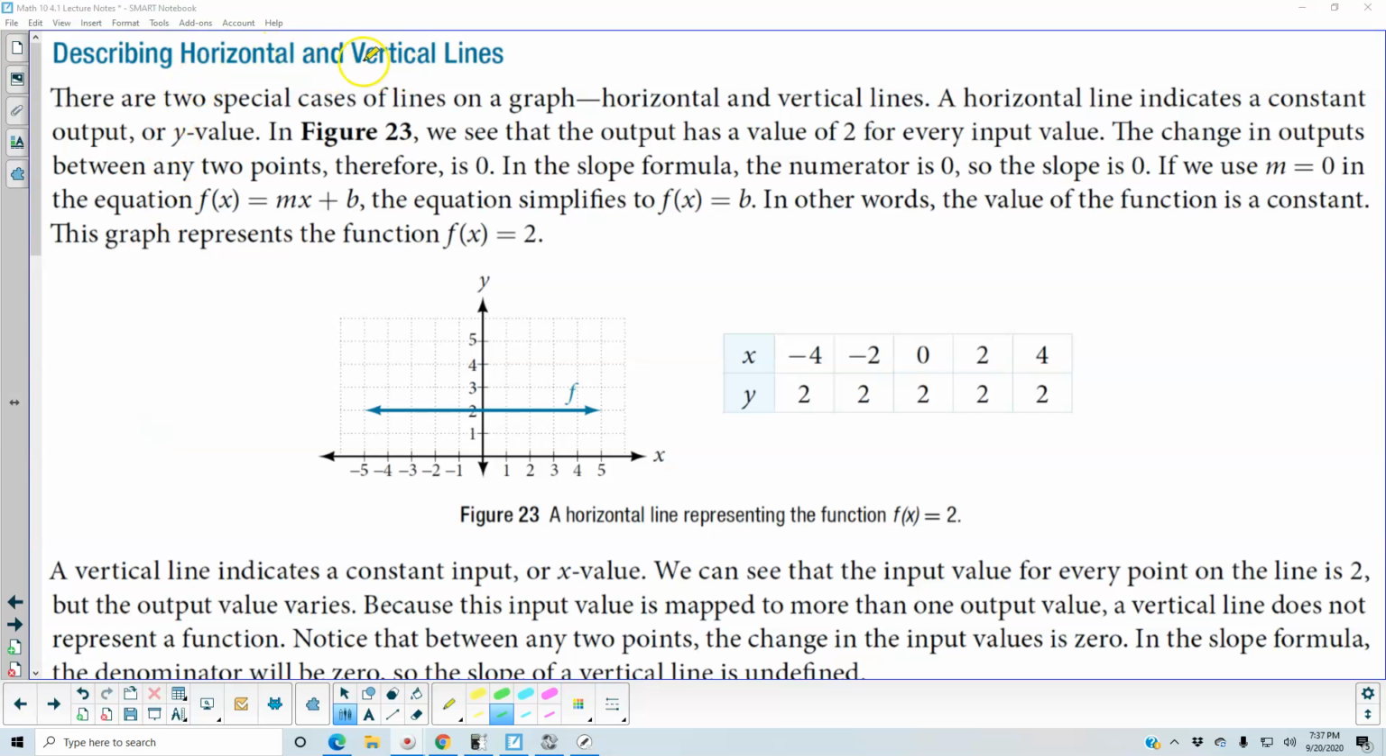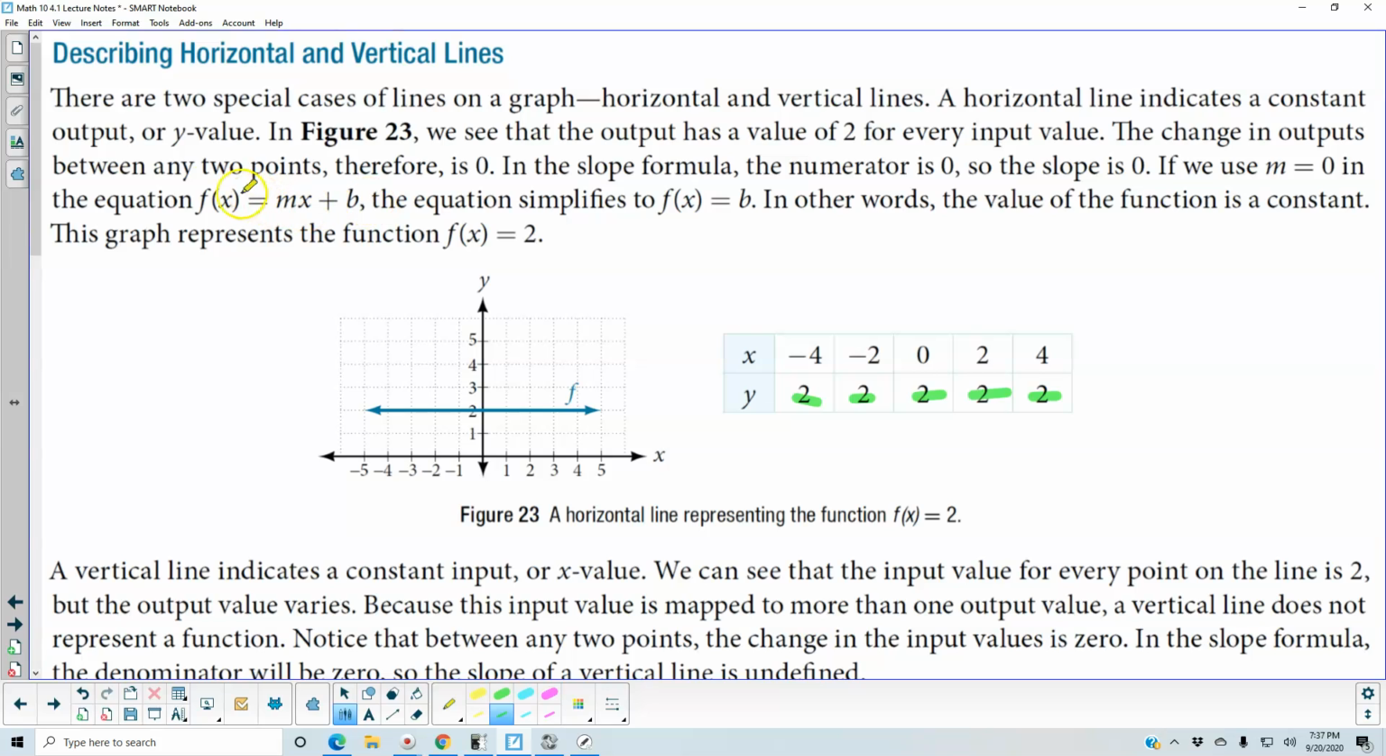Describing horizontal and vertical lines. There are two special cases of lines on a graph: horizontal and vertical lines. A horizontal line indicates a constant output or y value. In figure 23, we see that the output has a value of 2 for every input, meaning that the y value is equal to 2 for each particular ordered pair.